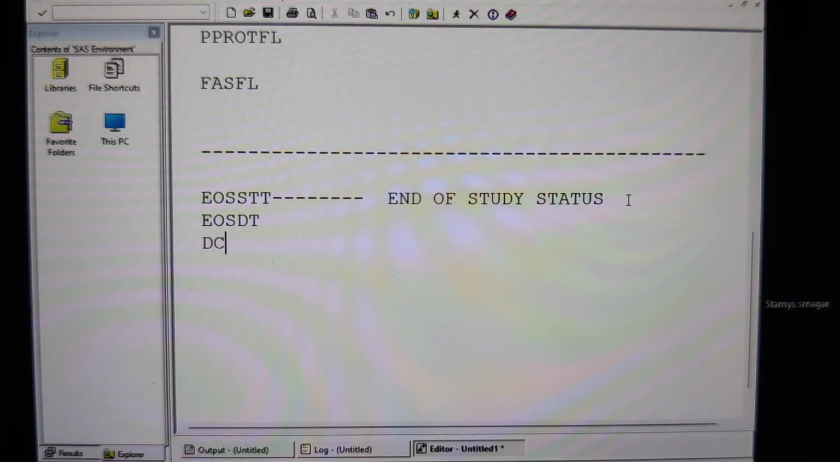Then we are going to have DCS REAS, reason for discontinuation from the study.